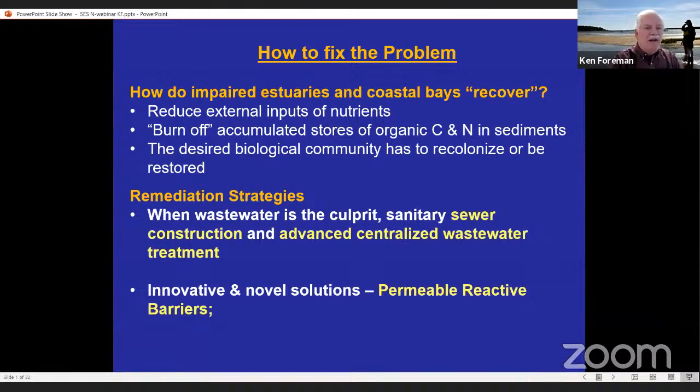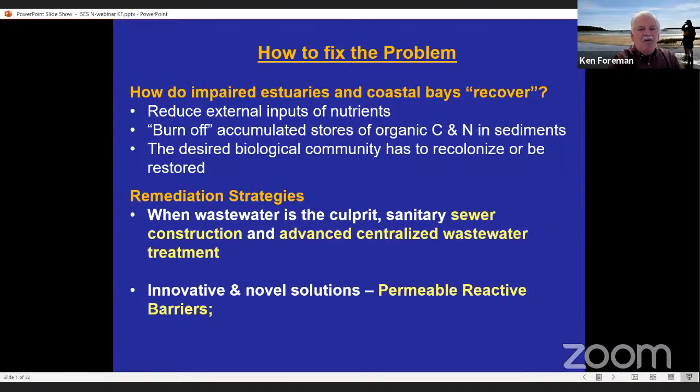We know quite a bit about how nutrient inputs degrade water quality and damage ecosystems, much less about how they recover. And also, what are some of the remediation strategies that can be implemented to cure this problem of coastal nutrient pollution? So there are a number of steps involved in recovery.